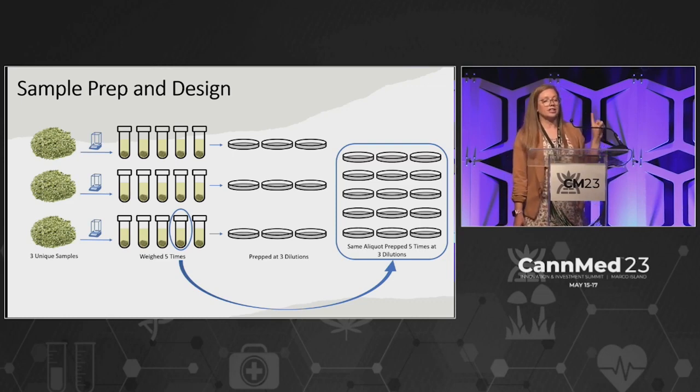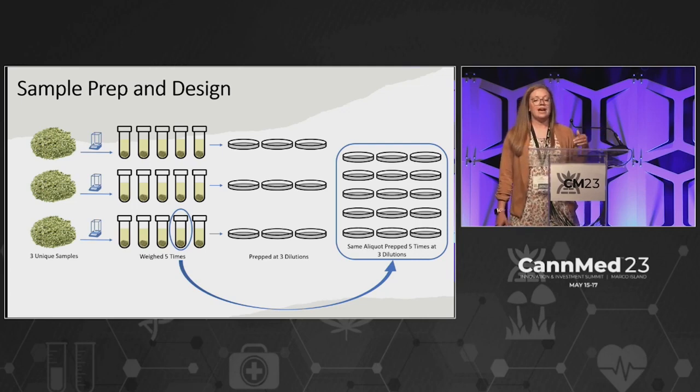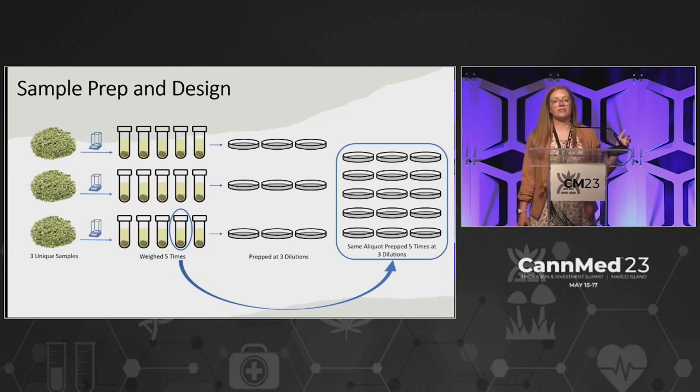And then we also took a single aliquot that you see here, and we had it weighed once, and then we prepped it 5 times. The goal of that was to show the reproducibility within 1 aliquot. So if you have 1 aliquot, theoretically, it should have the same amount of yeast and mold throughout. So we should get the same result for every single one of those samples.